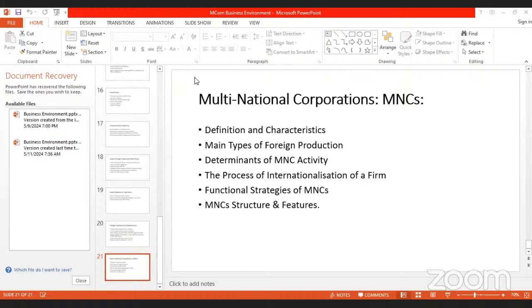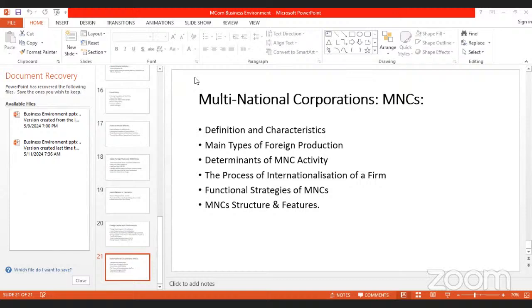Well-developed infrastructure and technological capabilities are crucial for efficient operation, and proximity to key markets and production hubs can be significant factors. So these are the determinants of MNC activity.